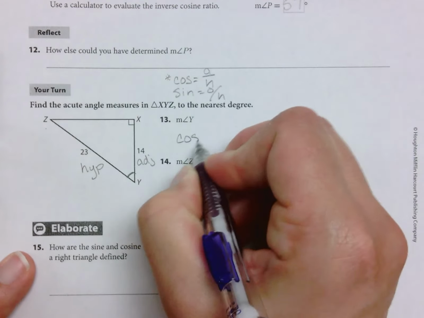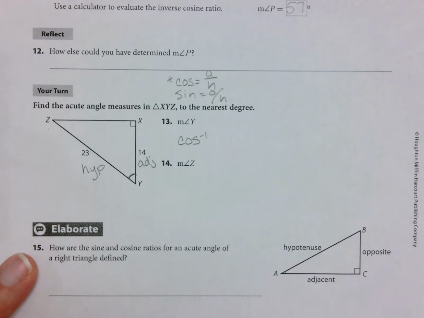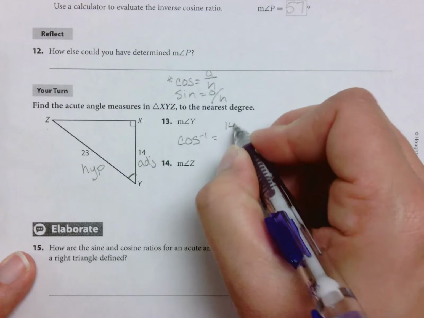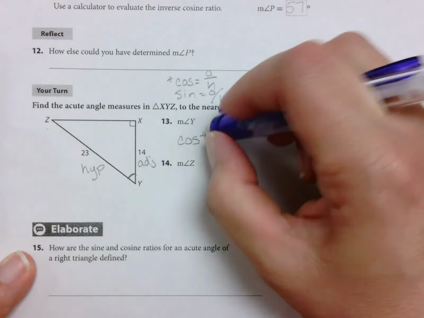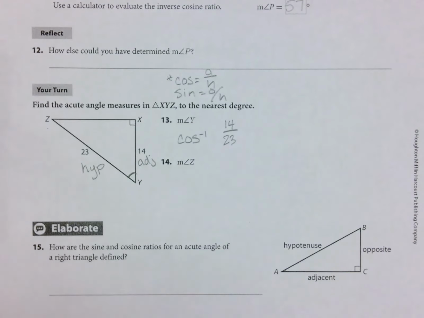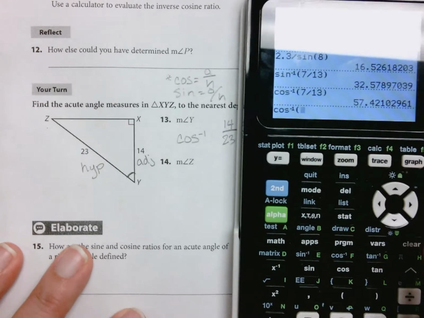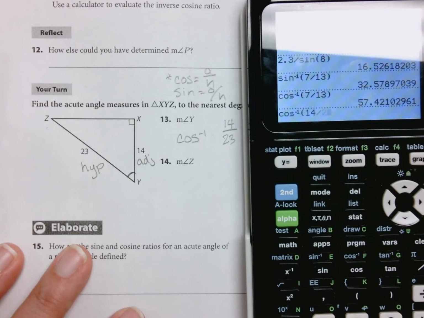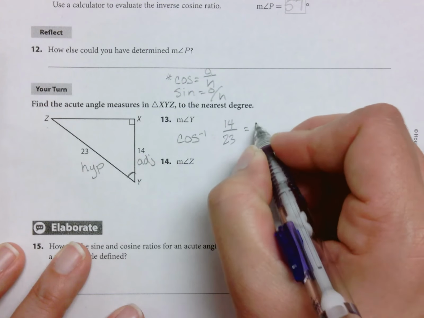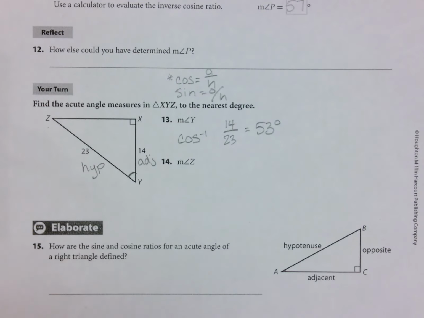So the inverse cosine, because remember I'm looking for an angle measure, is going to be adjacent, which is 14, over the hypotenuse, which is 23. So in our calculator, we're going to do the inverse cosine of 14 divided by 23, and to the nearest whole degree, that comes out to 53 degrees. So angle Y is 53 degrees.